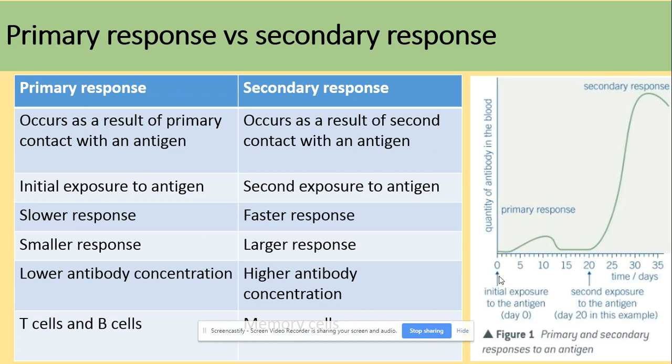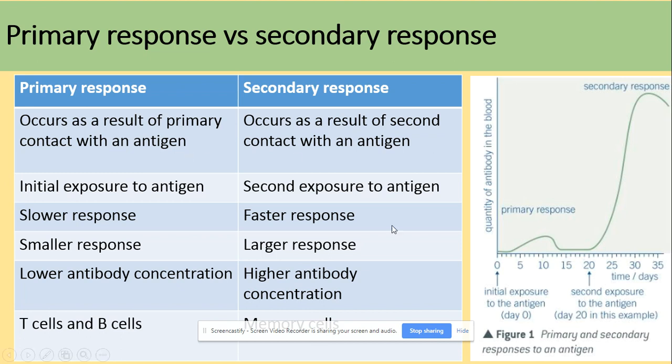So what we've mentioned, primary response, this is when you first come into contact with the antigen. Secondary, it's your second time. So primary, it's your initial; secondary, of course, it's your second contact with the antigen. Primary works slower, secondary works faster, because it already has this information in place about the complementary antibodies.